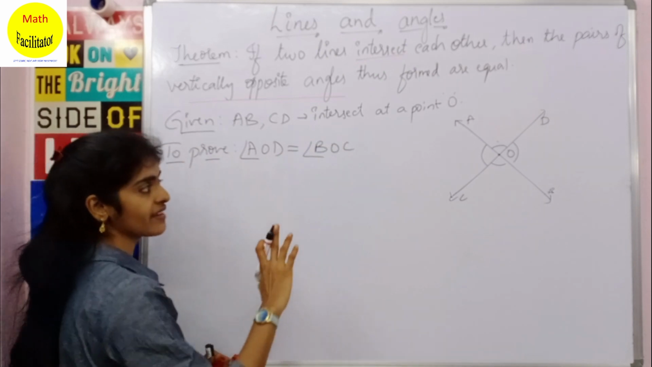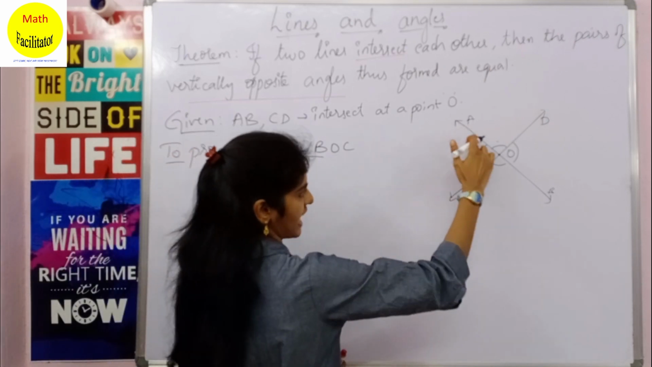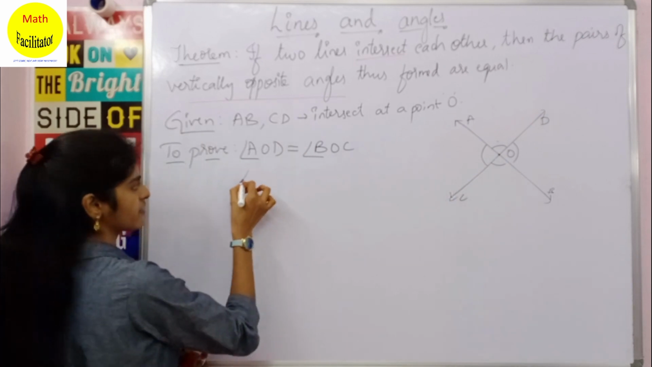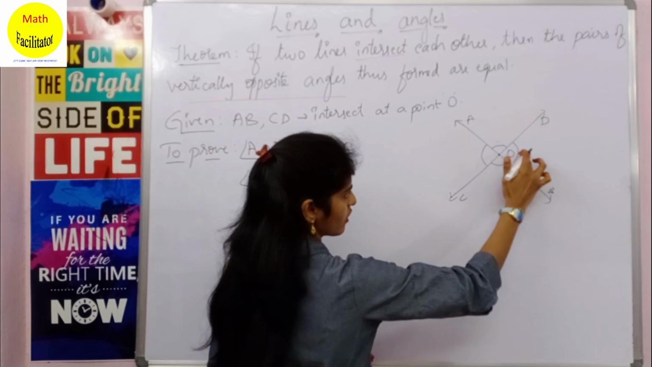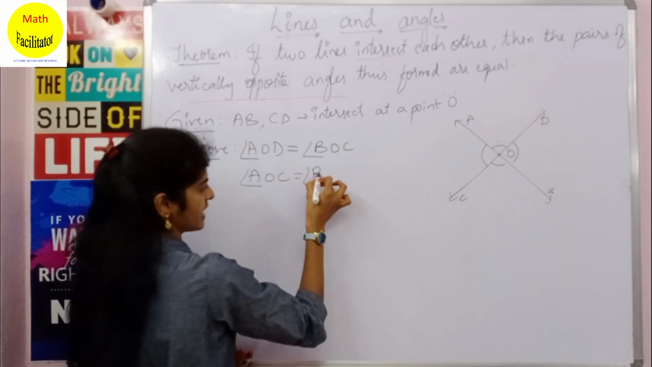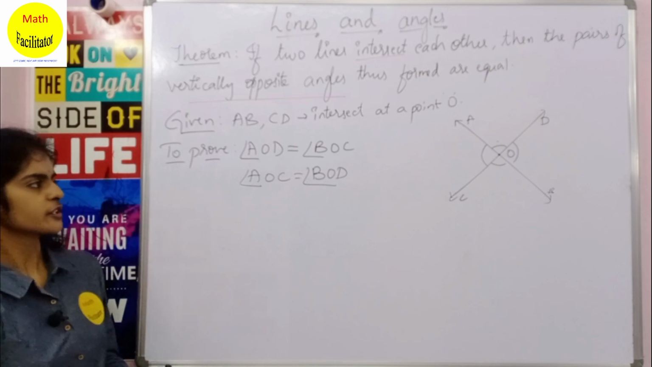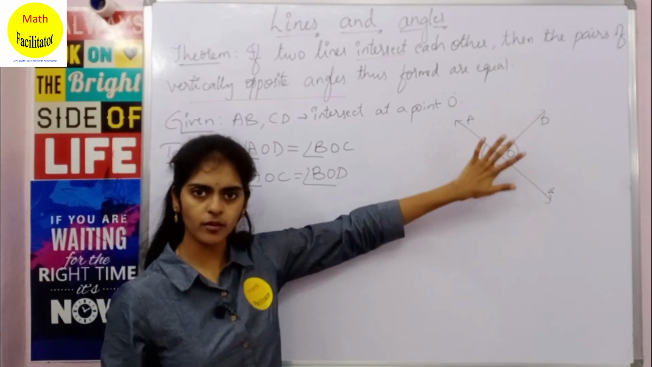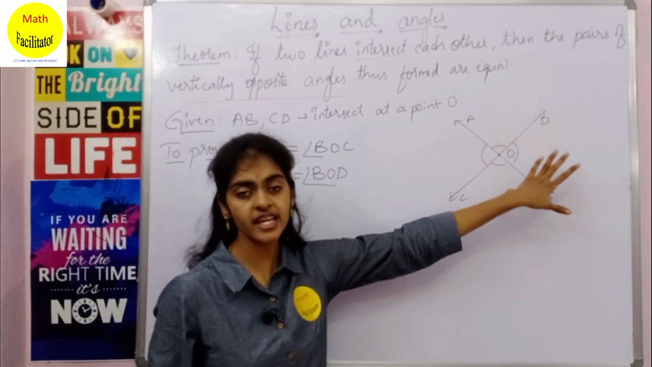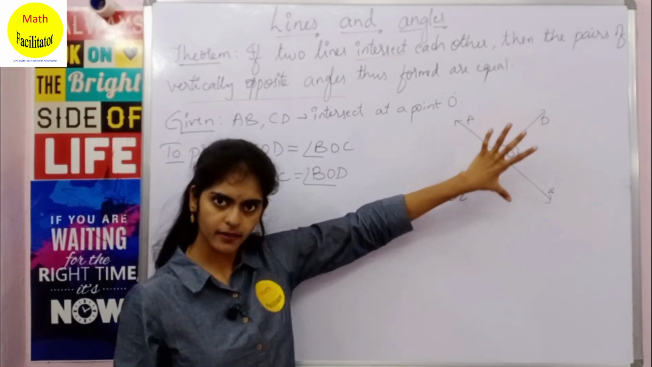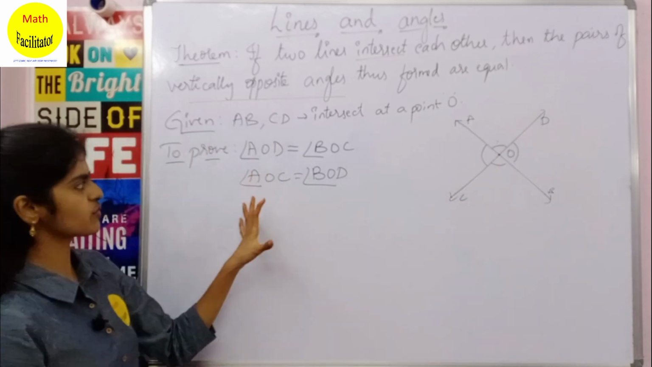And also you have another pair of vertically opposite angles. Yes, left and right. You have AOC. Okay, you have to prove angle AOC is equal to angle BOD. Okay, so angle AOC equal to BOD. This is what you have to prove. Okay, so two pairs of vertically opposite angles are formed. One is up and down and one is left and right. So you have to prove that vertically opposite angles are equal. Clear? So that is what we have written.